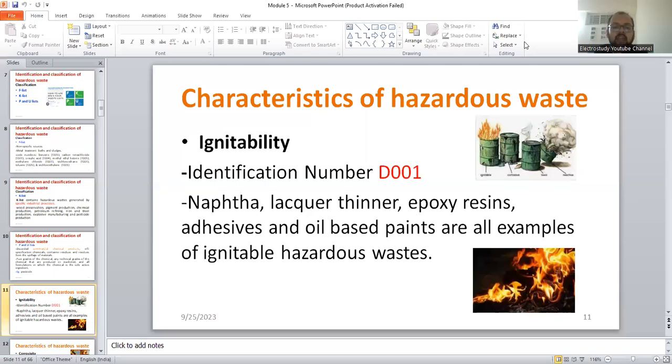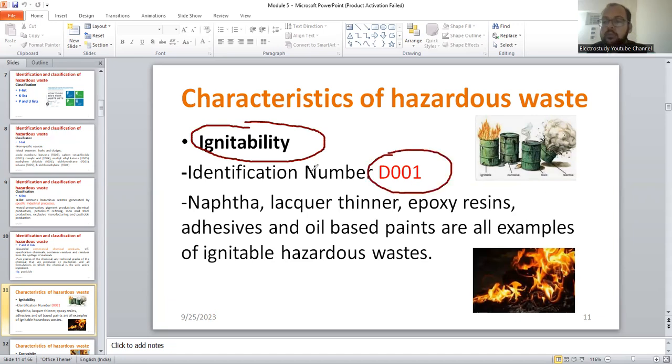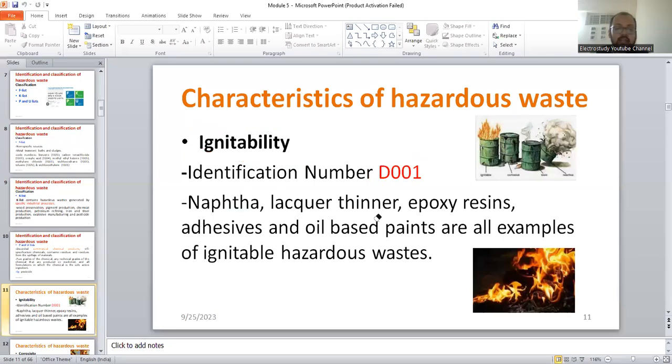The various characteristics of hazardous waste are as follows. First one, you have to explain about ignitability. There is an identification number that you can mention. You know what is ignitability: inflammable. You might have seen near petrol pumps, highly inflammable. You can recall materials like naphtha, lacquer thinner, epoxy resin, all are very highly inflammable material. Okay, that point is called ignitability. You have to consider ignitability.